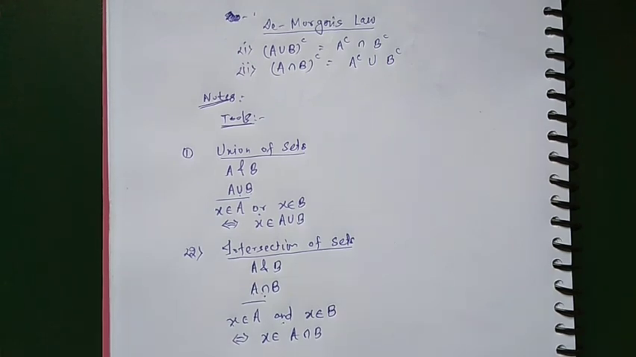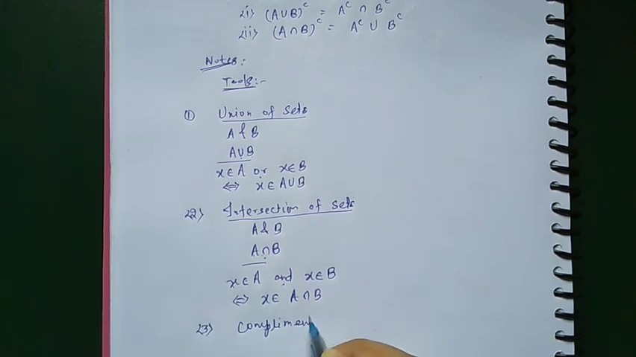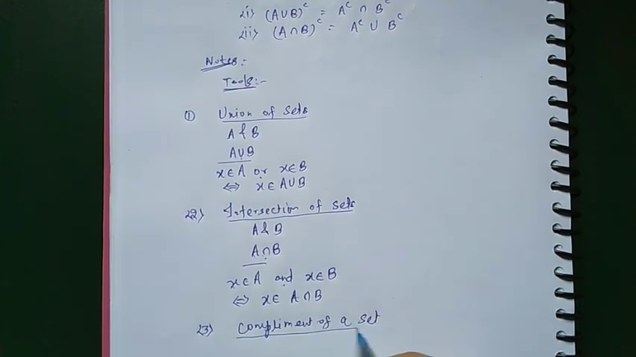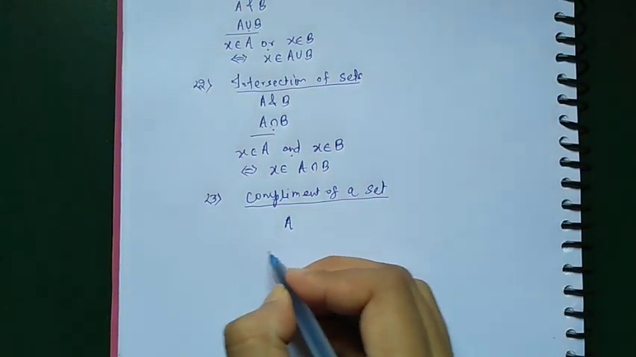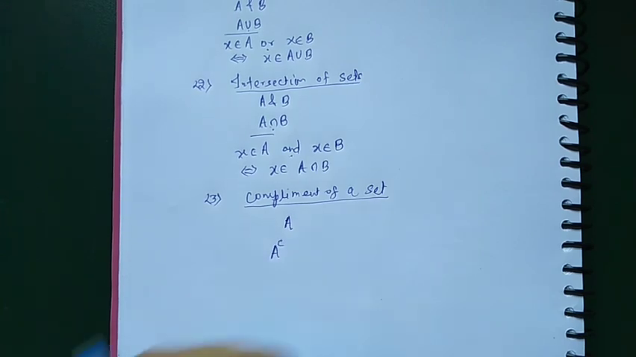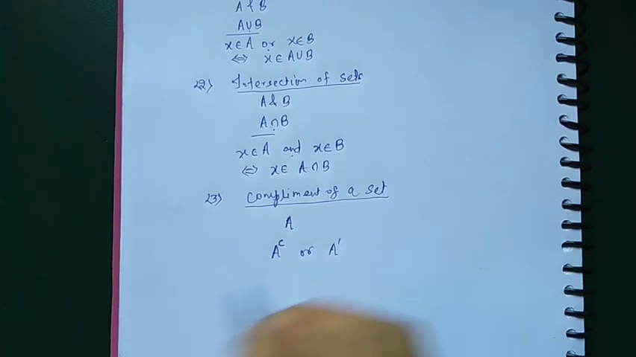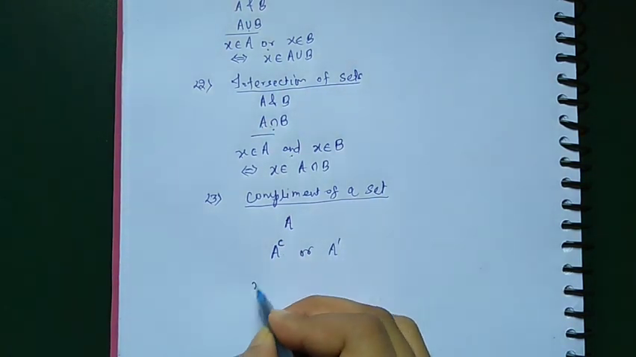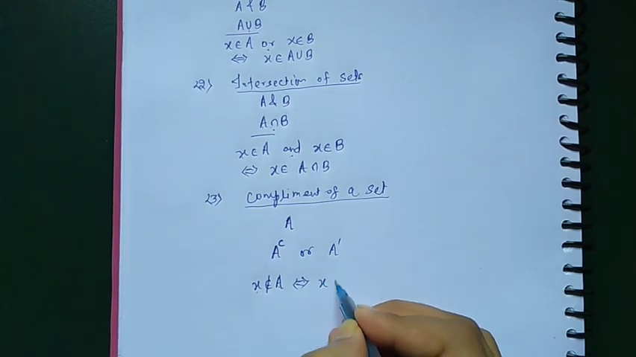The next tool is tool number 3, complement of a set. Let A be any set, then the complement of this set is represented by the sign A complement, where C is a complement sign, or A dash. And if this element X doesn't belong to A, then we will say that this element X belongs to the complement of this set A.